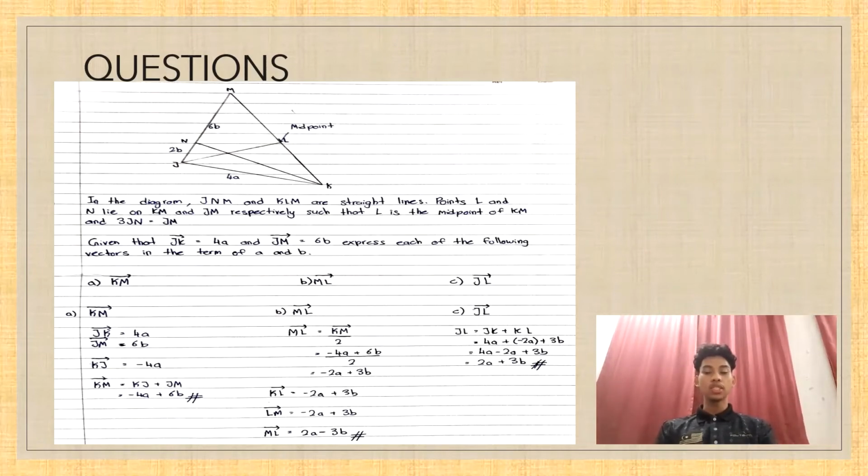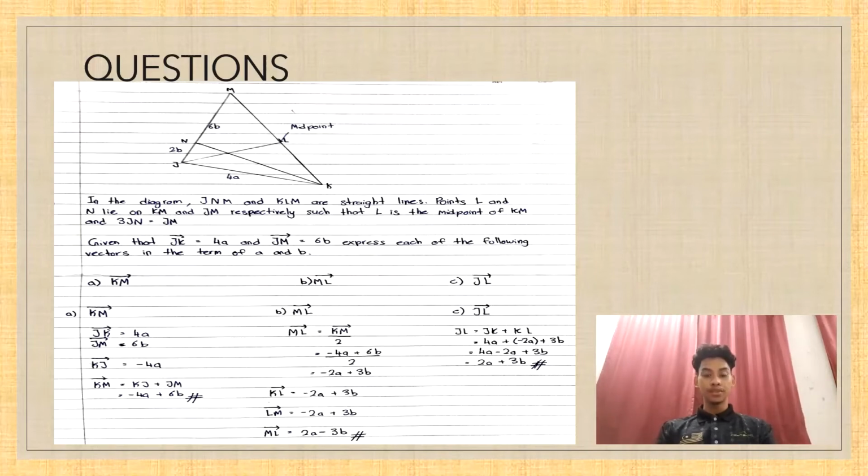Today, I want to explain how to solve this question. The important thing is we should understand the question first. Based on the question, J, M and K, L, M are straight lines and point L is a midpoint for KM. Last point is 3JN equals JM.